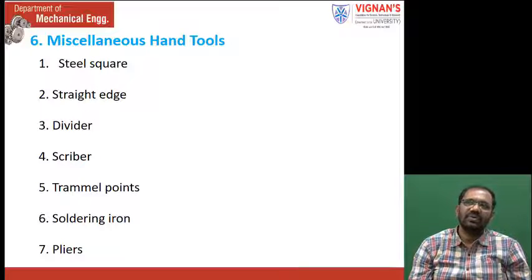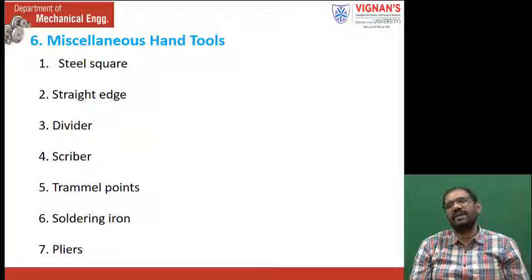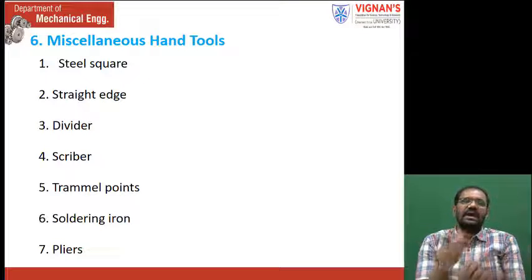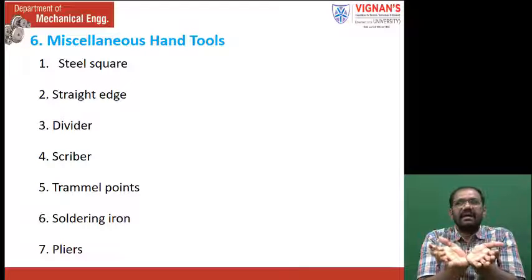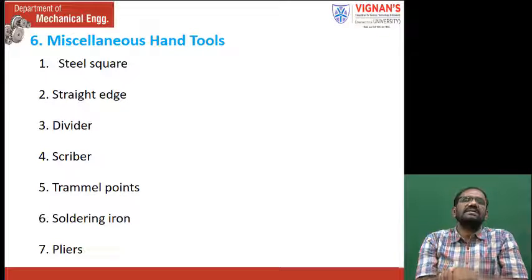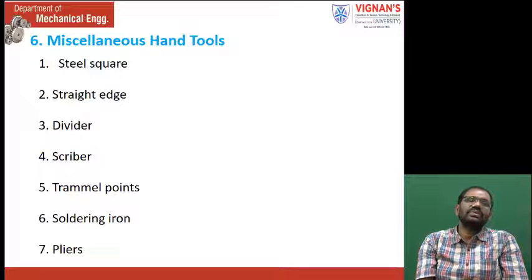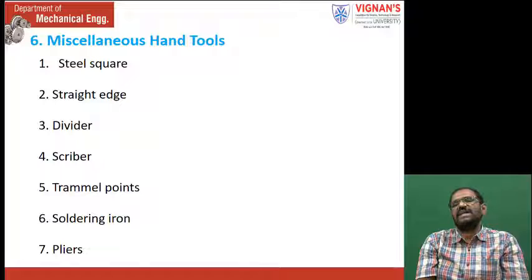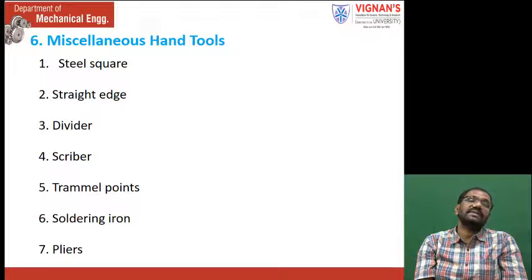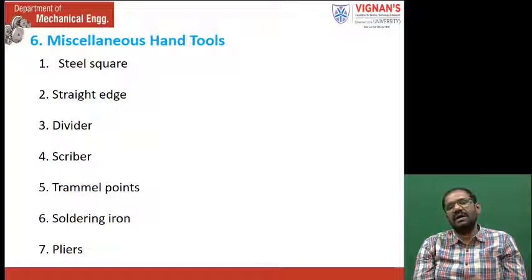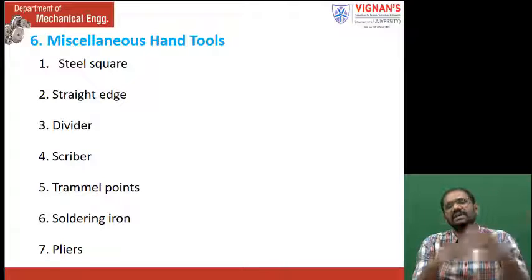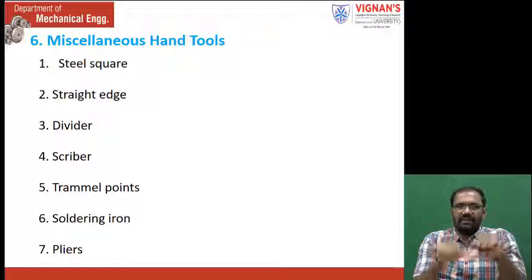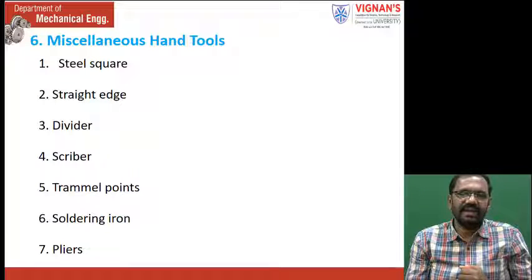You are going to perform some jobs like making a funnel, making a tray, and corner joints, maximum of 3 jobs we will ask you to carry out. First we give the demonstration with these tools. After that you will cut sheet metal into the required shape and make the required components. Okay, thank you.